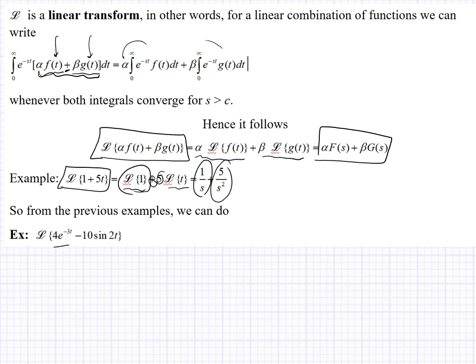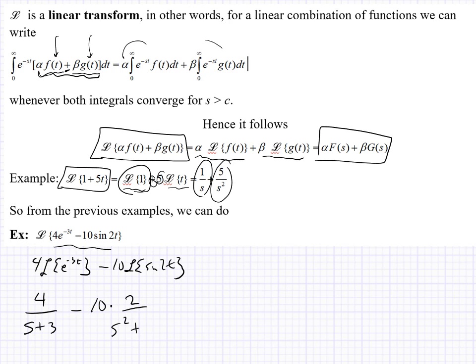We could use that also to do something like this. So this should be 4 times the Laplace transform of e to the negative 3t minus 10 times the Laplace transform of sine of 2t. And since we just did the Laplace transform of each one of those, we would have 4 over s plus 3 minus 10 times 2 over s squared plus 4.